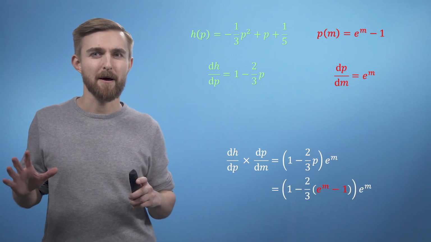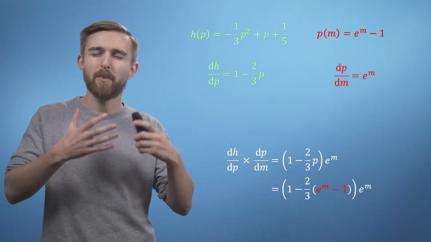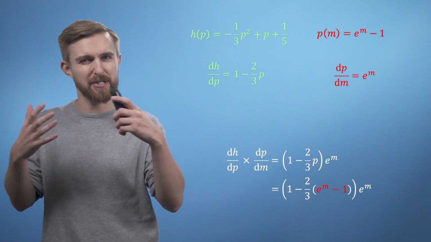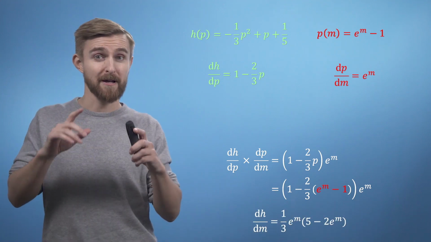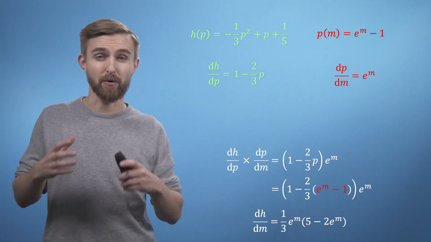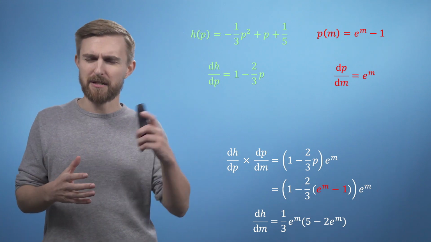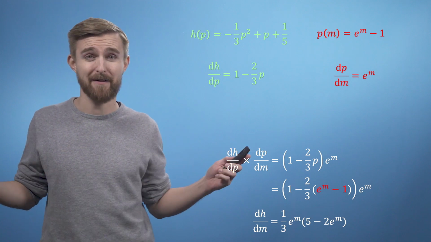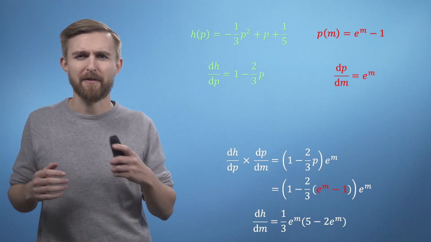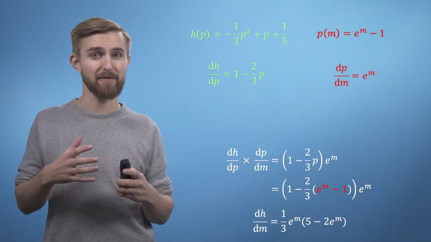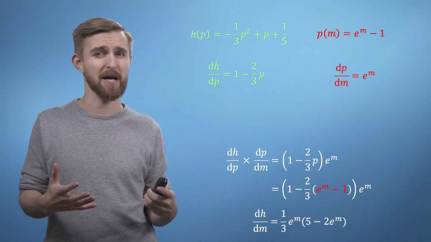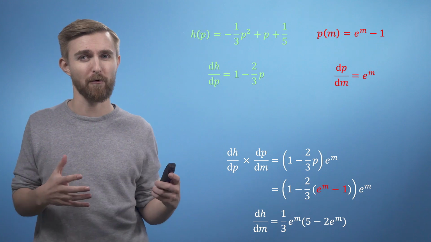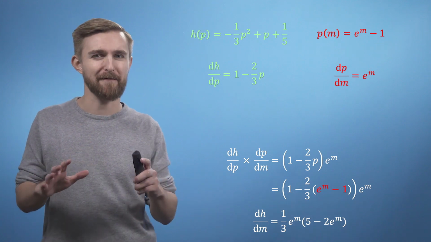And then finally, by simply rearranging the terms, we recover the expression that we saw at the start of the video. So, dh by dm equals 1/3 e to the m times 5 minus 2 e to the power of m. And there we have it. Now don't forget that although for this simple example the chain rule didn't save us a huge amount of time compared to substituting in before the differentiation, don't let that fool you.